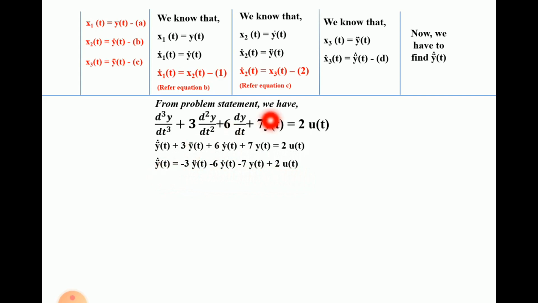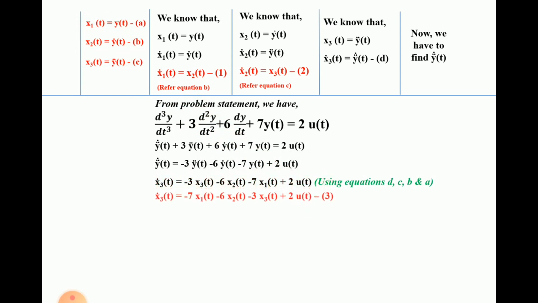Now here represent this expression in form of state variable and input. Again, what is y triple dot of t? Y triple dot of t is x3 dot of t. What is y double dot of t? Y double dot of t is x3 of t. Again, y dot of t is x2 of t, and y of t is x1 of t, and u of t is again input. So when you substitute, you will get an expression like this. And if you rearrange this expression so that we will write x1 followed by x2 followed by x3, you will arrive at an expression x3 dot of t is equal to minus 7 into x1 of t minus 6 into x2 of t minus 3 into x3 of t plus 2 into u of t.